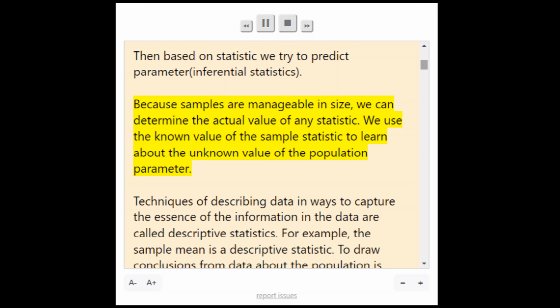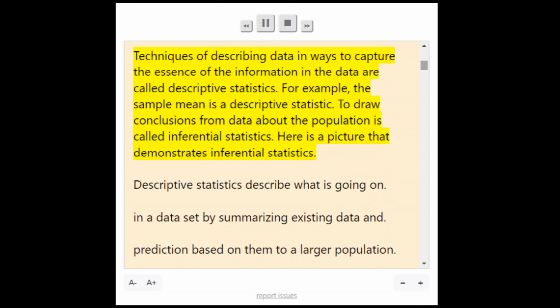Because samples are manageable in size, we can determine the actual value of any statistic. We use the known value of the sample statistic to learn about the unknown value of the population parameter. Techniques of describing data in ways to capture the essence of the information in the data are called descriptive statistics. For example, the sample mean is a descriptive statistic. To draw conclusions from data about the population is called inferential statistics.